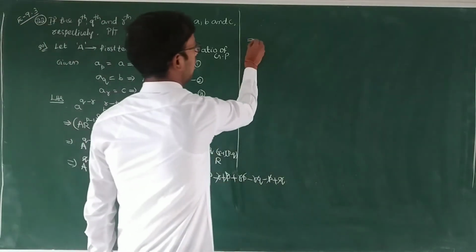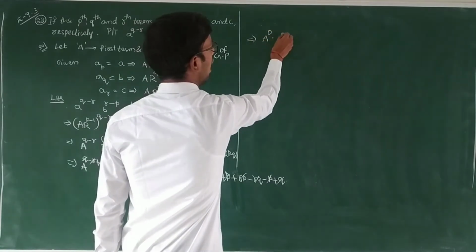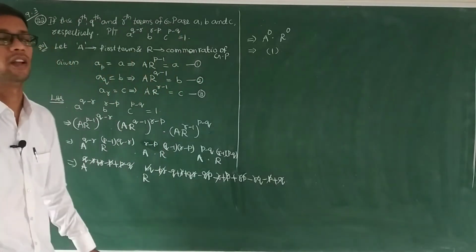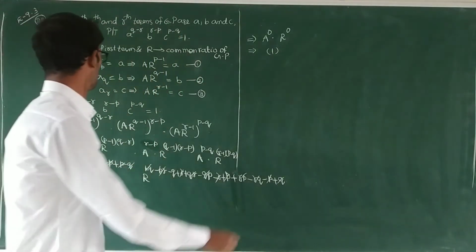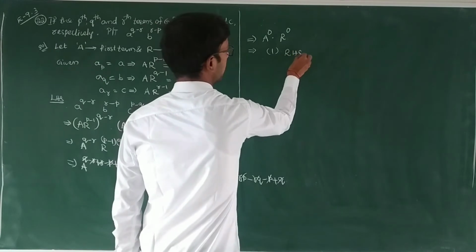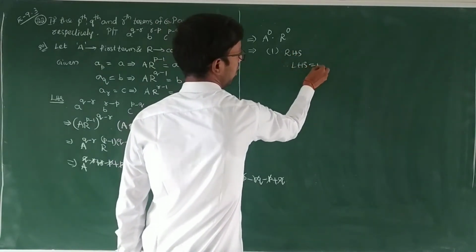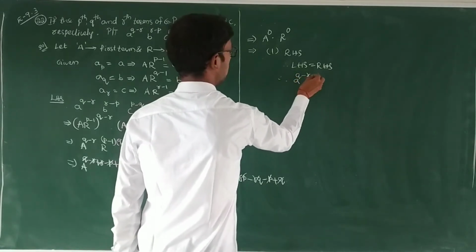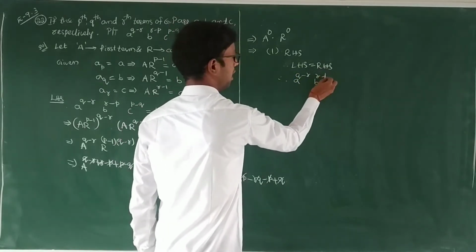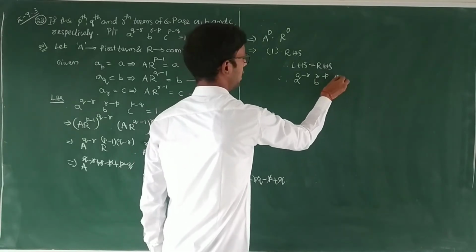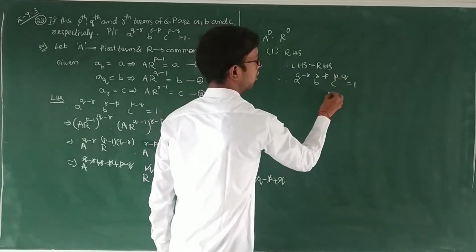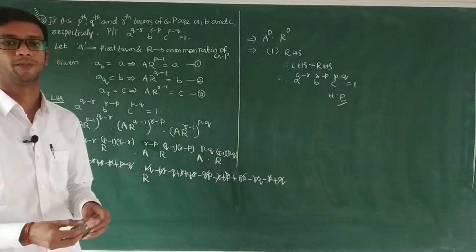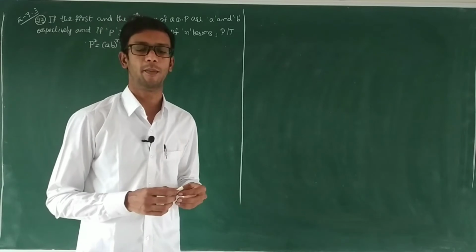So we can write A power 0, R power 0. That is nothing but anything power 0 is 1. So this is the RHS. Therefore, LHS is equal to RHS. That means a^(q−r), b^(r−p), c^(p−q) is equal to 1. Hence proved.